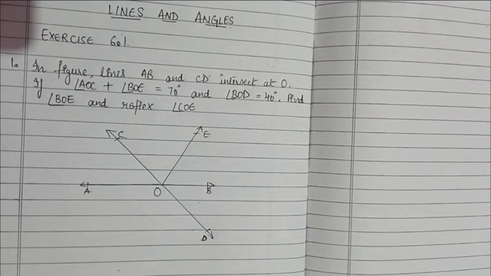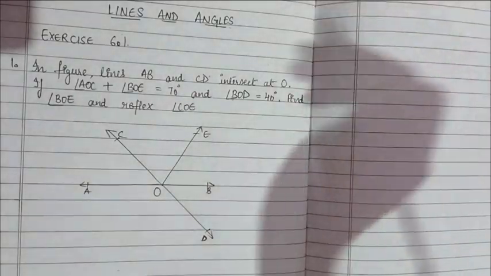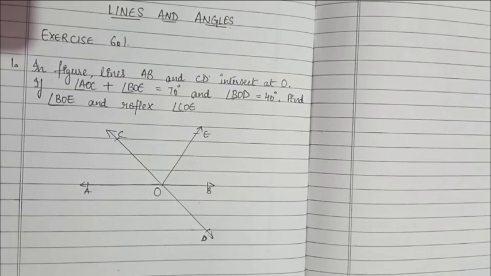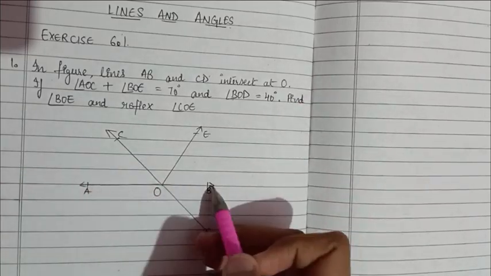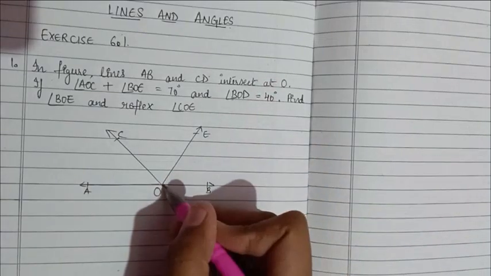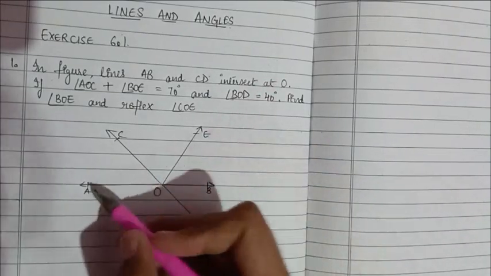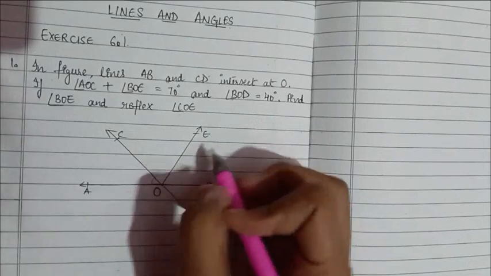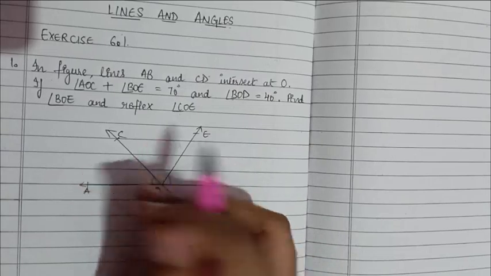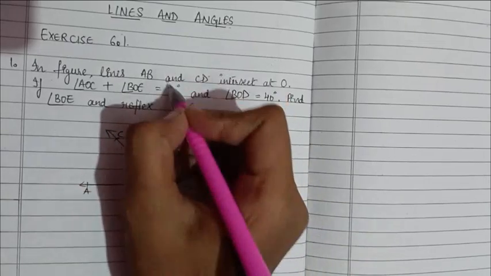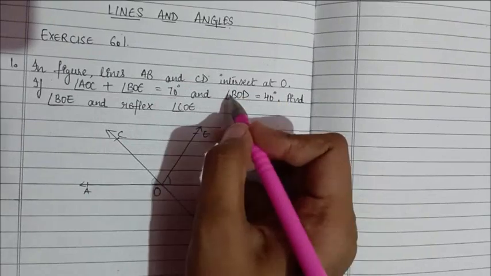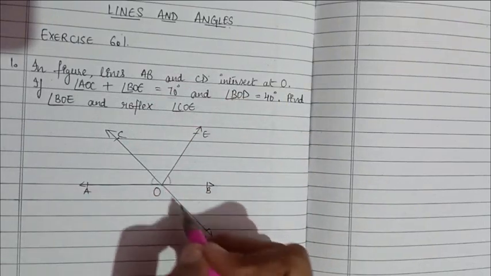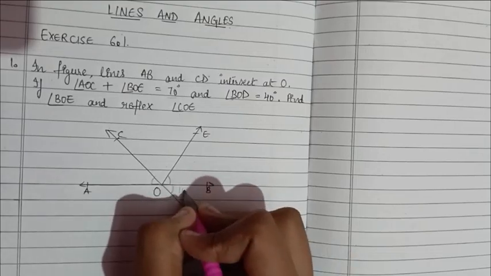Today we are going to study the lines and angles chapter of class 9, the very first exercise, that is 6.1. The question says that in the figure, lines AB and CD intersect at O. If angle AOC and angle BOE are added, we get 70 degrees, and angle BOD is 40 degrees.